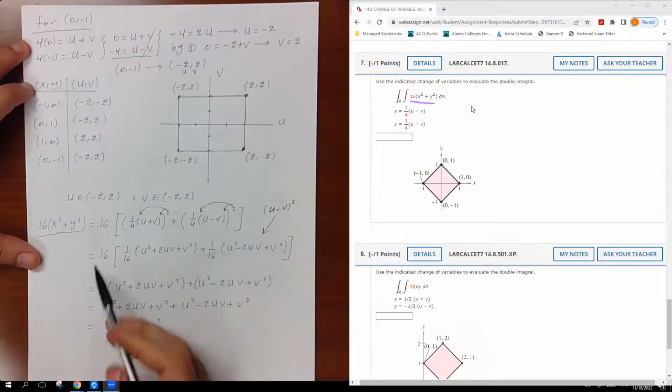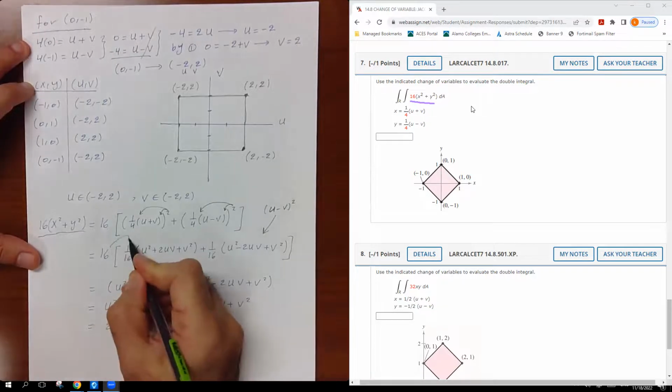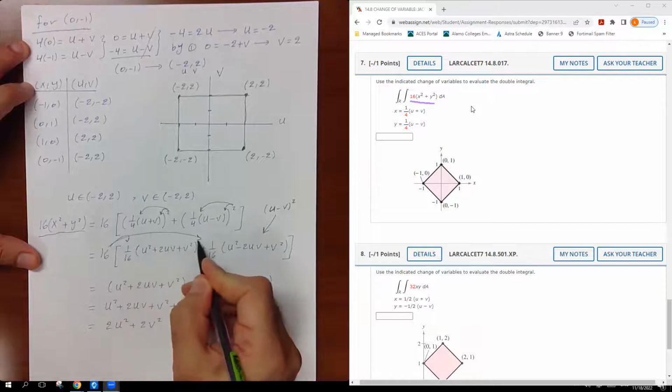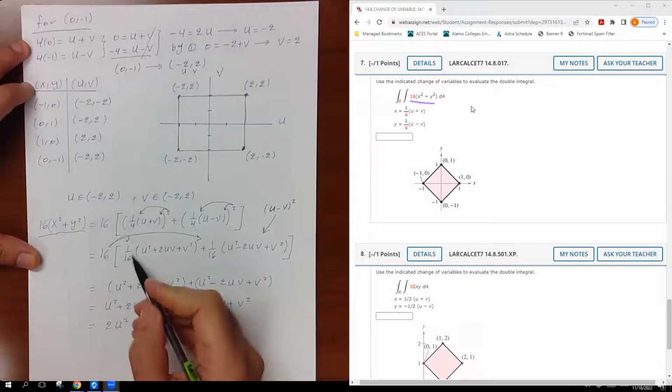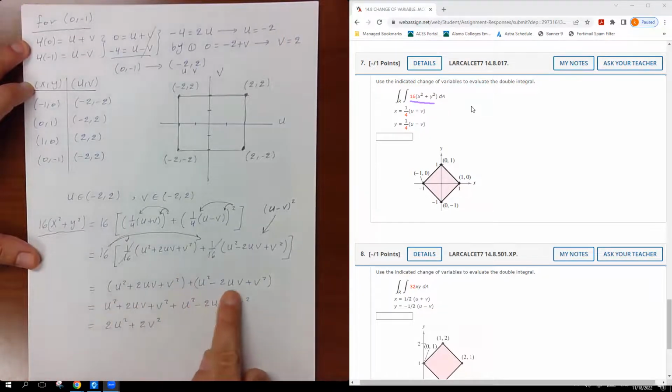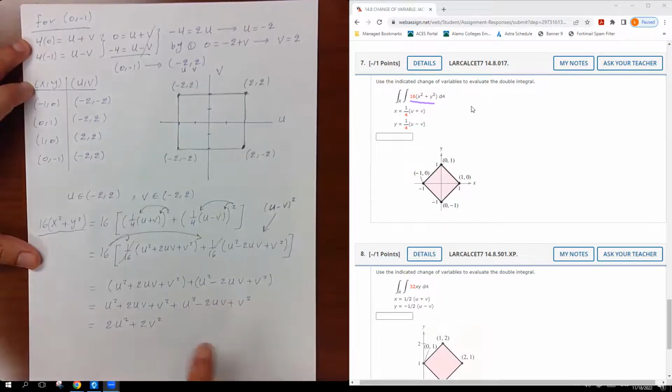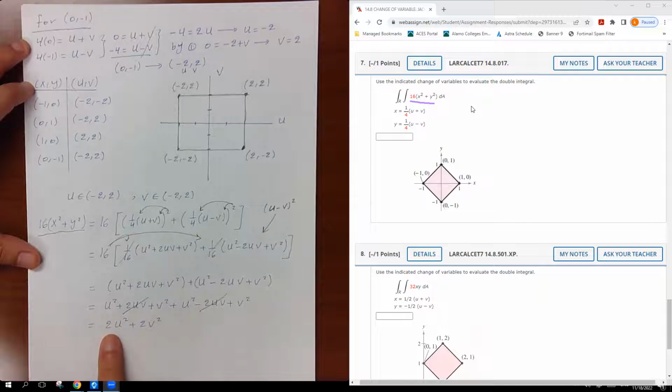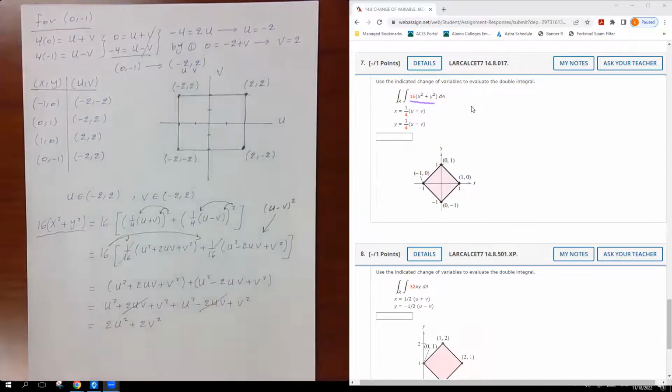Now, if you distribute the 16 on both these two parts, 16 times 1 over 16 is going to be canceled, and this one also is going to be canceled. So what's left is u squared plus 2uv plus v squared, and u squared minus 2uv plus v squared. Combine these together, that means these cancel. u squared becomes 2u squared, and 2 plus 2v squared. That means now we have this part here, we have the border.